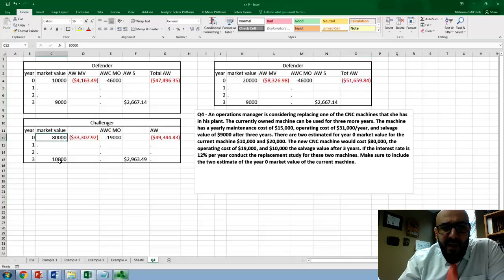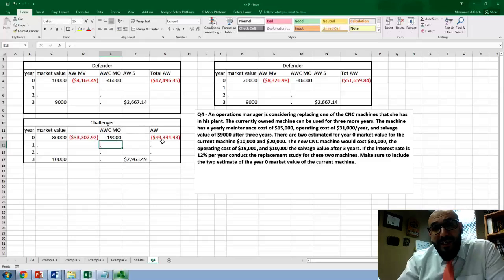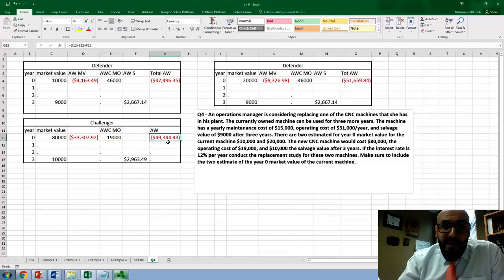Coming to the Challenger, the same idea. You use the market value, you use the salvage value, and we have the annual operating cost. They don't have any maintenance for this machine. The operational cost is $19,000. You find the equivalent for each one of these values in terms of annual worth. Here's the annual worth for the market value. Here's the annual worth for the salvage value, and the operational cost is already in annual worth format. So now you just add these together, and you will find the annual worth.